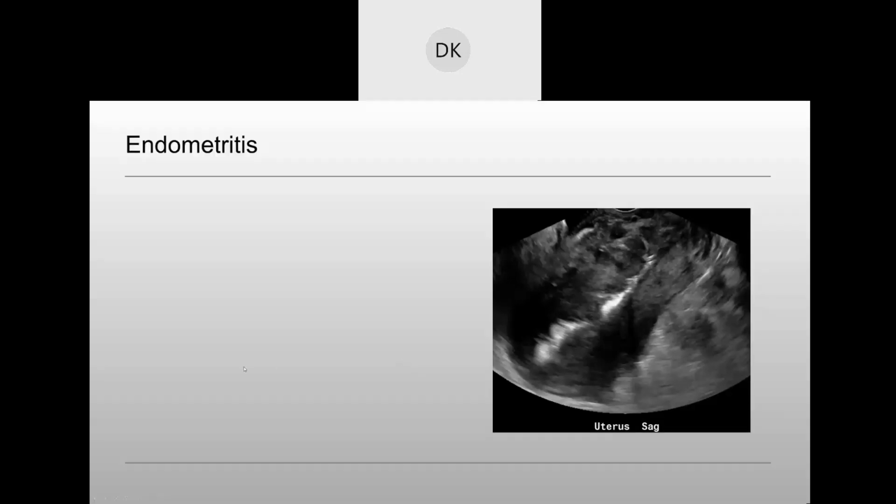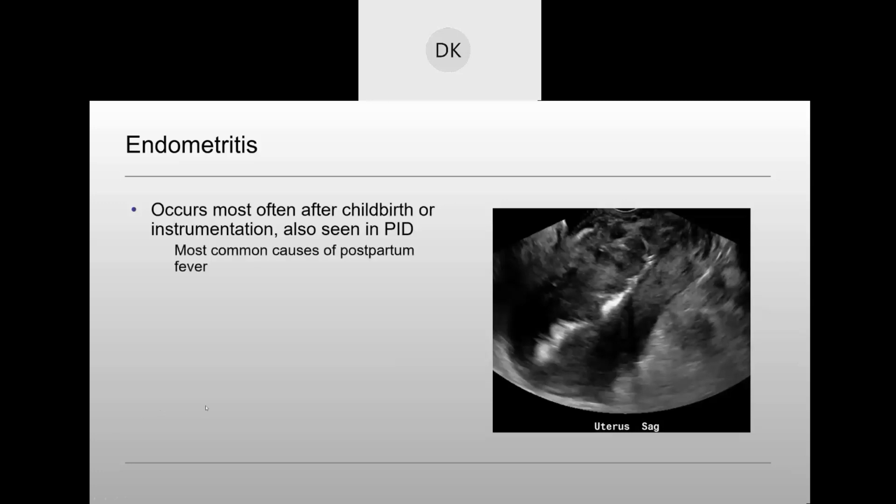So endometritis we'll see actually most commonly after childbirth, or if there's been instrumentation like a biopsy or endometrial ablation. But we can also see it in pelvic inflammatory disease. And it's the most common cause typically for postpartum fever. And you'll see this kind of thickened endometrial cavity distended with fluid.